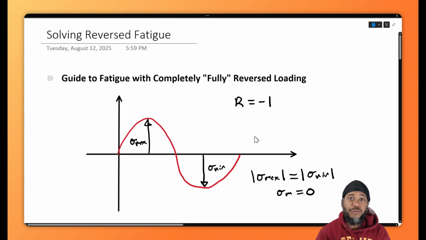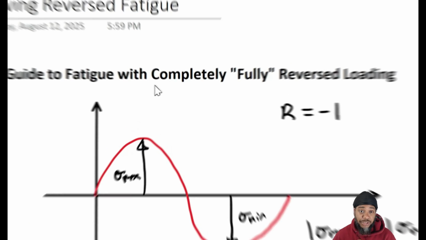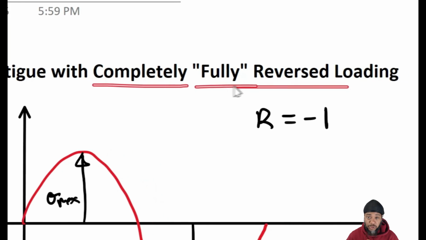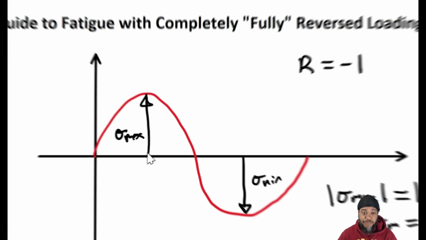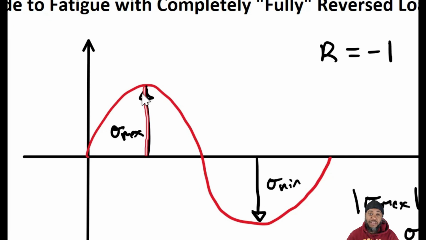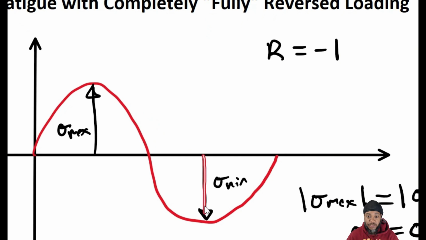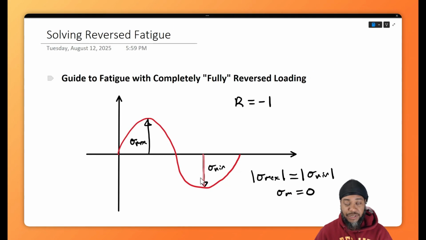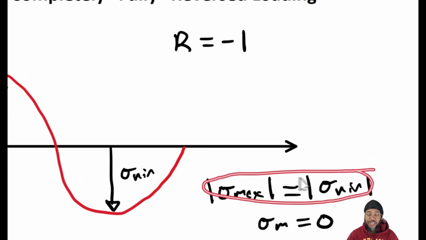Today we're going to go over a guide on how to solve reversed fatigue problems. Now, the first thing for us to remember is what is reversed fatigue? It can be called completely reversed or fully reversed, but when we see this type of language, what does it mean? Generally, it means that the maximum stress during a fatigue cycle is of equal magnitude to the minimum stress in that fatigue cycle, so that the magnitude of those two values are the same.